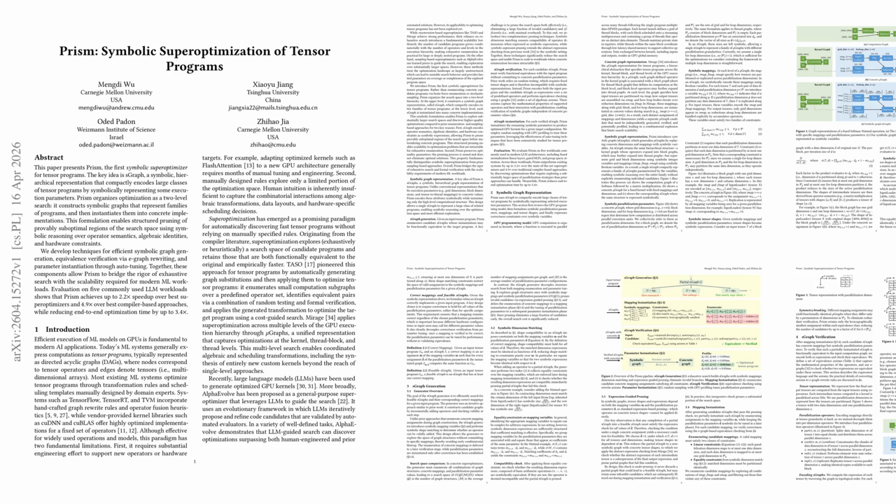Let's explore the first paper, Prism: Symbolic Superoptimization of Tensor Programs. Prism is the first symbolic superoptimizer for tensor programs. Its core contribution is S-graph, a hierarchical representation that keeps the computational structure concrete while leaving execution parameters such as grid, block sizes, and tensor-to-thread mappings symbolic. This shifts optimization from brute force enumeration over concrete graphs to a two-stage process: search over symbolic program families, then instantiate and auto-tune only the surviving candidates.